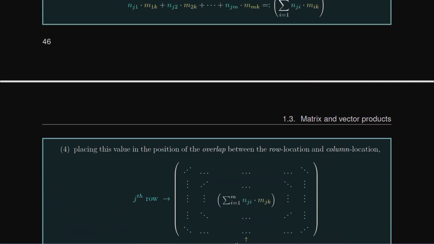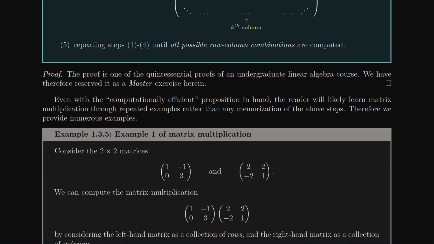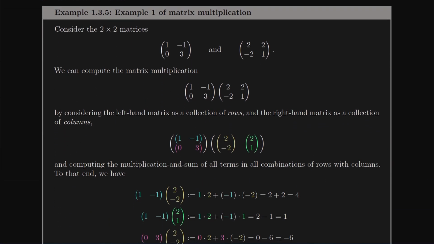Now, even that is a little bit abstract of a computational technique. Let's just go through a few examples. It ends up getting quite a bit easier once you get used to it with examples. So I'm going to try to multiply the two matrices here. So I've got 1, -1, 0, 3, and 2, 2, -2, 1.